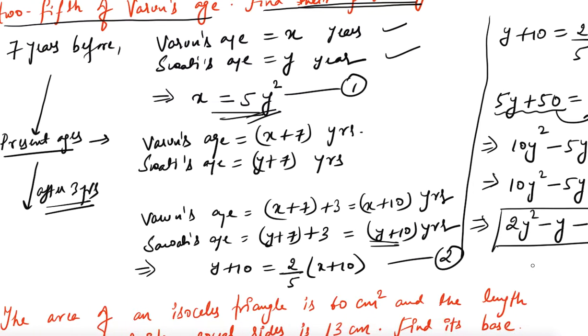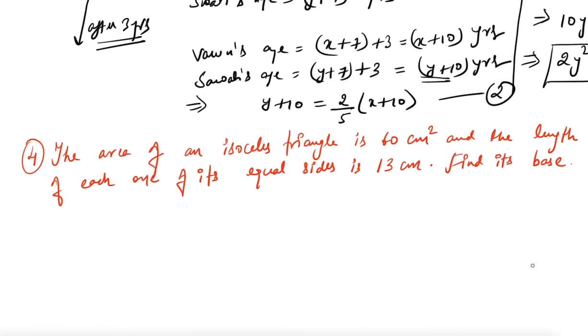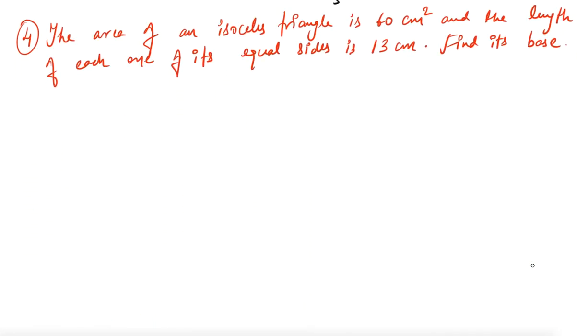Okay, now let us see the fourth problem of the same type. In this problem it is said that the area of an isosceles triangle is 60 centimeter square. You know that in an isosceles triangle two sides are equal. So this is an approximate figure. Let the triangle be ABC, and let this be the height. So this is point M, this side is equal to this side.